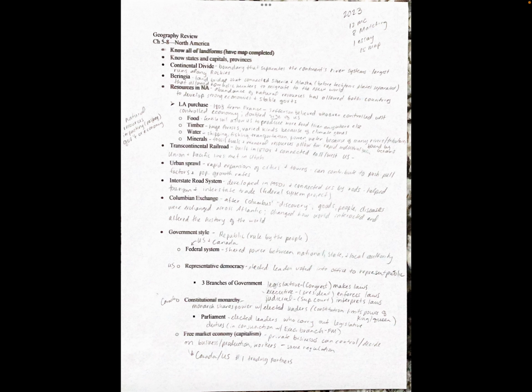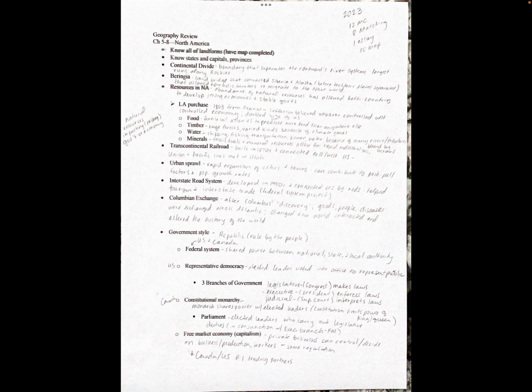It has allowed both countries to develop very strong economies and stable governments. If you think back to those first 4 chapters, when we talked about size, shape, and areas of countries, populations of countries, those are big factors that decide how countries operate. And because we have so many resources in the United States and Canada, that has allowed for really strong, stable governments.